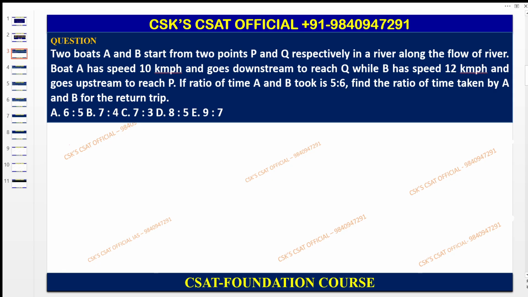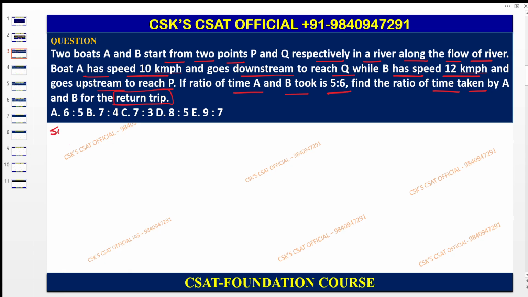Very important. Two boats A and B start from two points P and Q respectively in a river along the flow of the river. Boat A has a speed of 10 km per hour and goes downstream to reach Q. B has a speed of 12 km per hour and goes upstream to reach P. The ratio of the time taken by A and B is 5:6. You need to find the ratio of the time taken by A and B for the return trip.